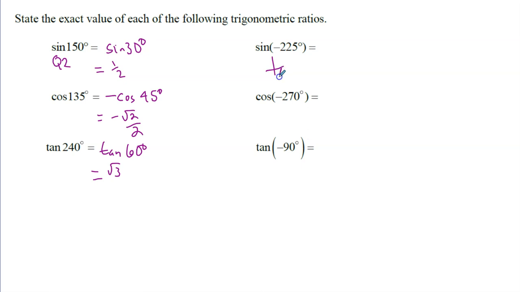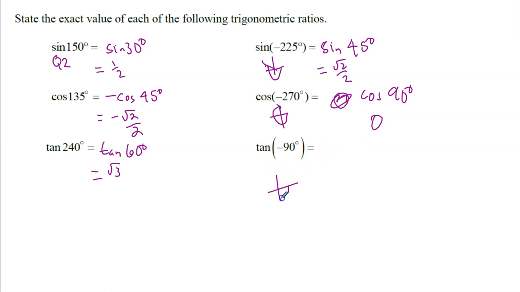Negative 225. Okay, so if we're going negative 225, we're going backwards. So back 90, 180, 225. It's got a reference angle of 45 degrees. It's in quadrant 2. So it is the same as the sine of 45 degrees. It'll be root 2 over 2. Cos of negative 270, negative 90, negative 180. It's going to be the same as the cosine of 90 degrees, and that's 0.